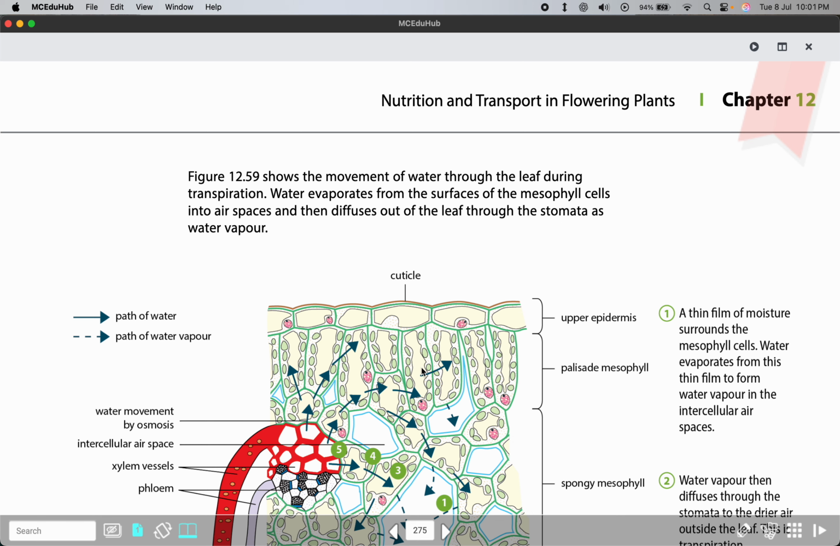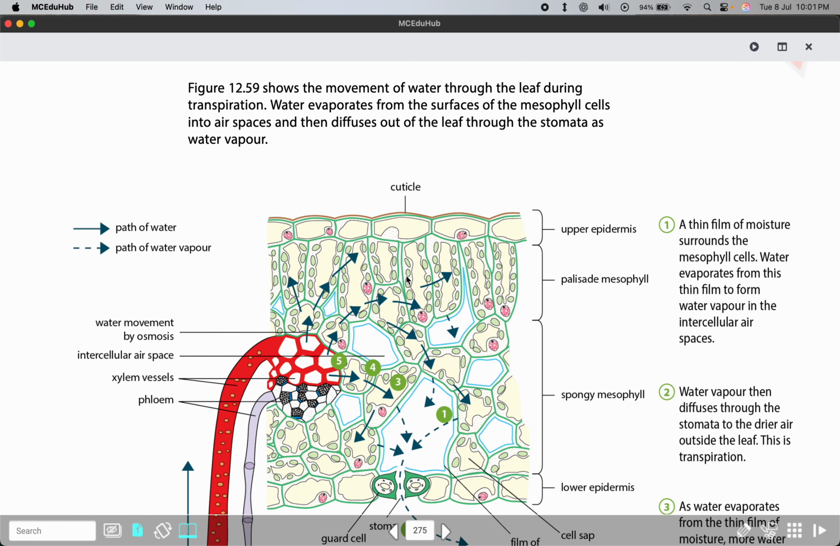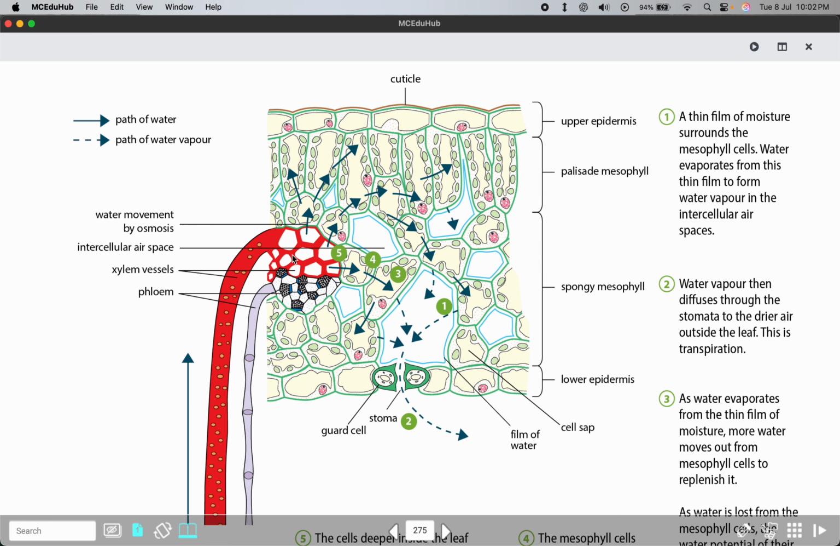Okay, let's look in more detail at how this happens. This figure shows the movement of water through the leaf during transpiration. Water evaporates from the surfaces of the mesophyll cells into the air spaces and then diffuses out of the leaf through the stomata as water vapor. So this is how it happens.